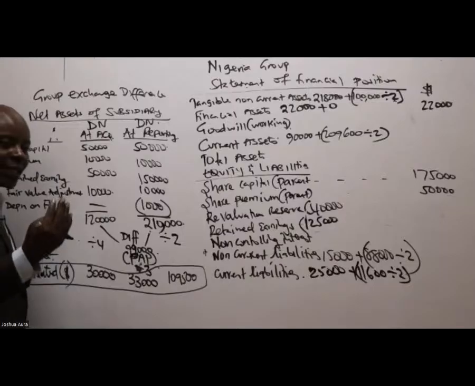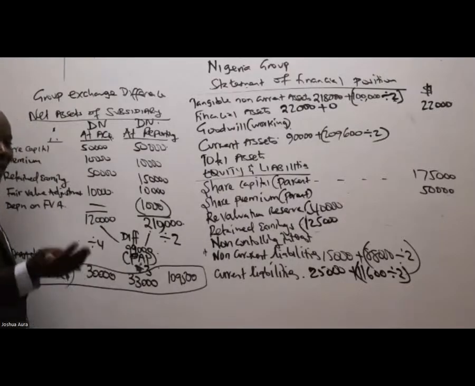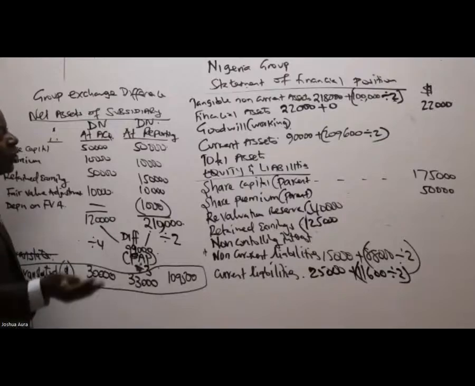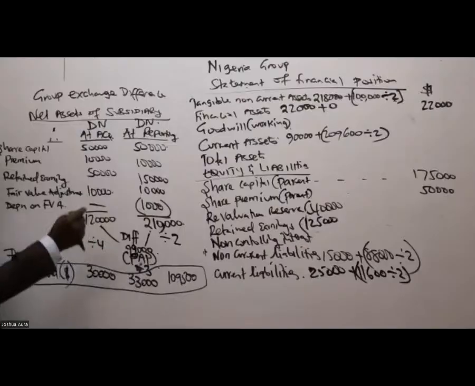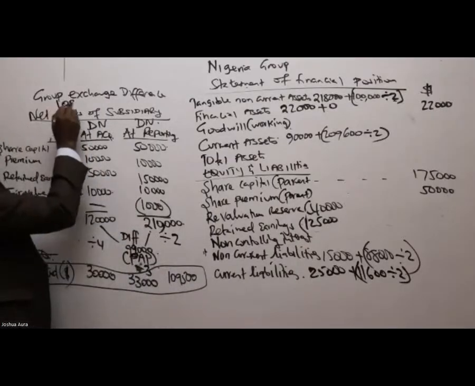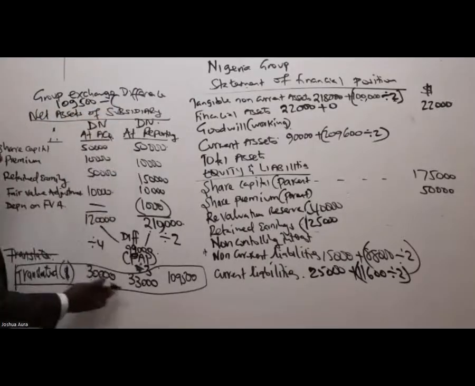That is an exchange gain. So then, how do we get this group exchange difference? I will take the closing, 109,500, and subtract the sum of these two.